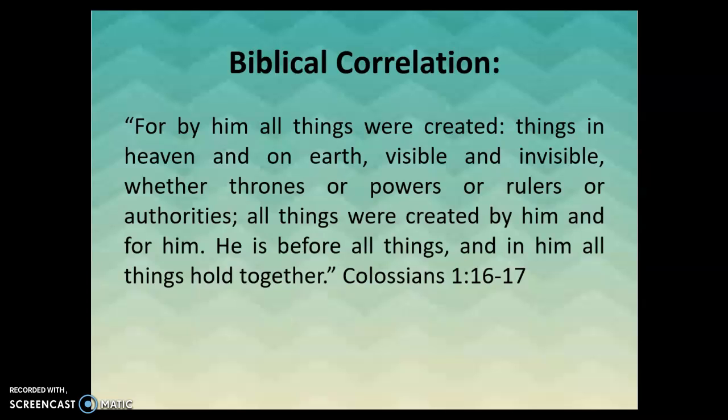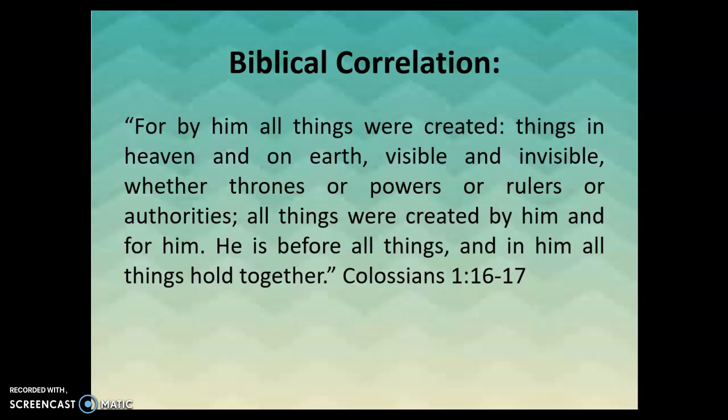So our biblical correlation comes from Colossians 1:16 through 17, which says, "For by him all things were created, things in heaven and on earth, visible and invisible, whether thrones or powers or rulers or authorities, all things were created by him and for him. He is before all things, and in him all things hold together."